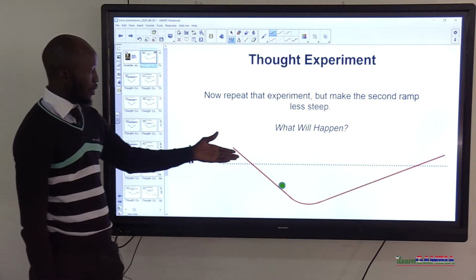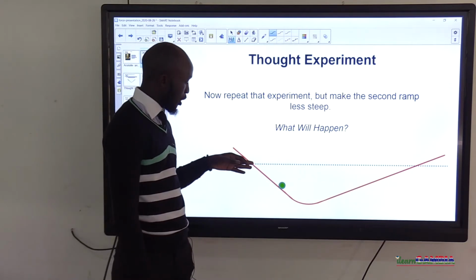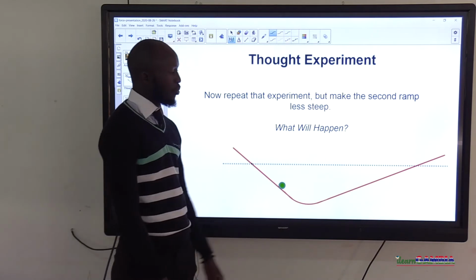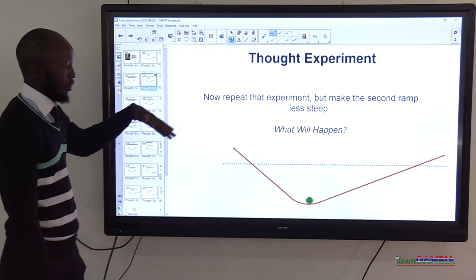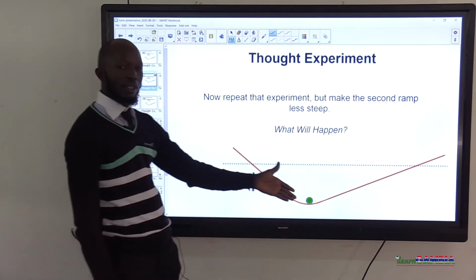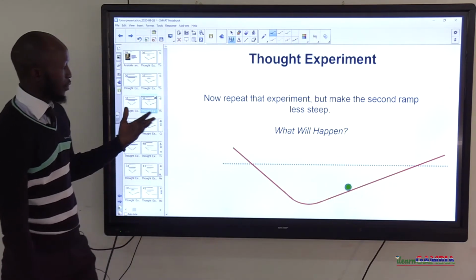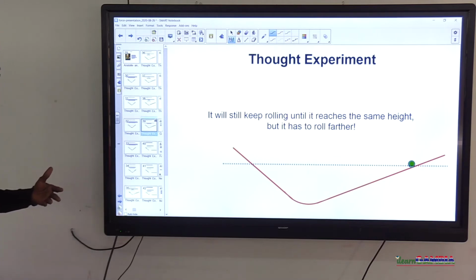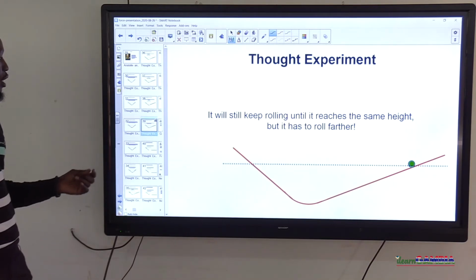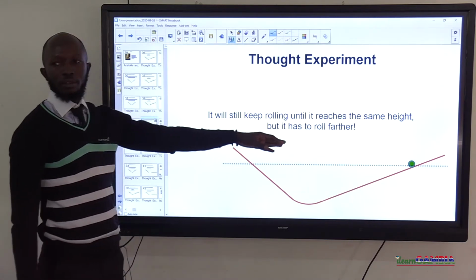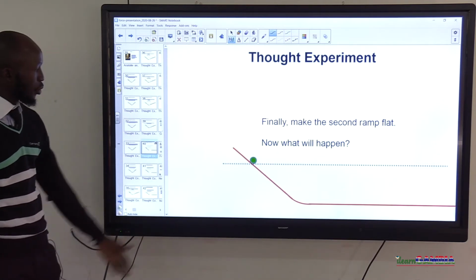Look at the motion of the ball. The ball was here and it was released at this point. It is here, and we expect it to go that way until it attains the same height. But this time around, it is going to cover more ground than the previous one. You see that? It will still keep rolling until it reaches the same height, but it has to roll further. Just like I was explaining, it has to roll further.